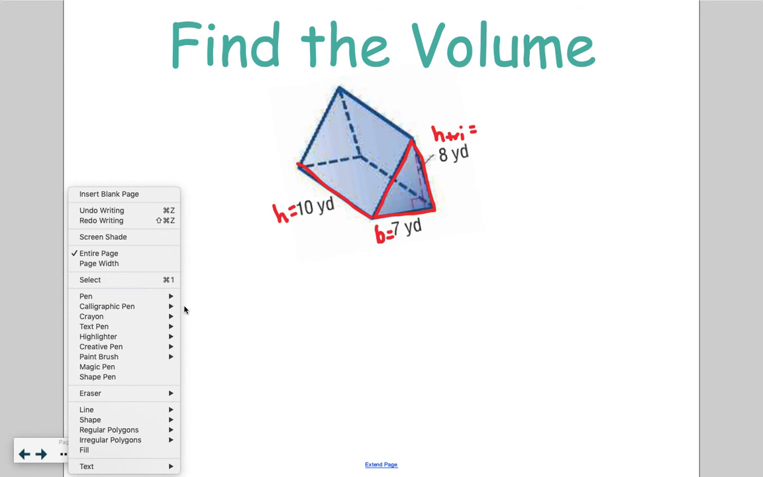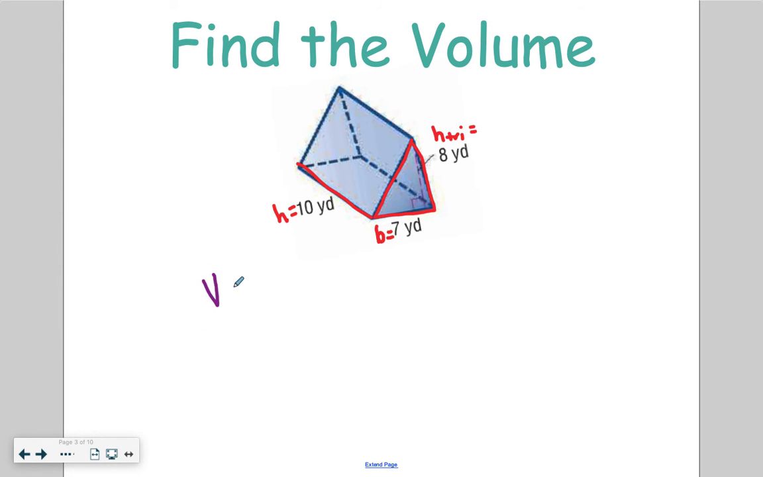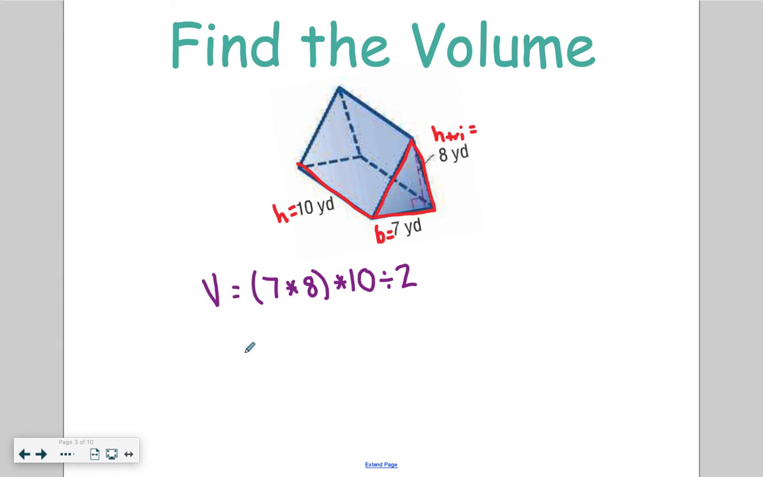So when I am solving my equation here, I'm going to go ahead and say that the volume is equal to, in parentheses, the 7, the base of the triangle, times the 8, the height of the triangle, multiplying that by 10. And then we're going to go ahead and divide that by 2. You can plug that whole thing into the calculator, and when you do that, you are going to get that your volume is equal to 280, and then remember, volume has yards cubed.